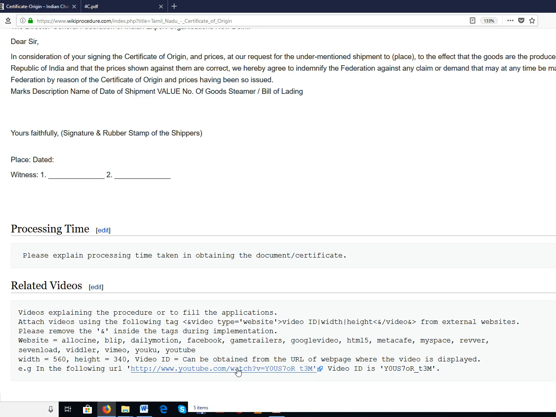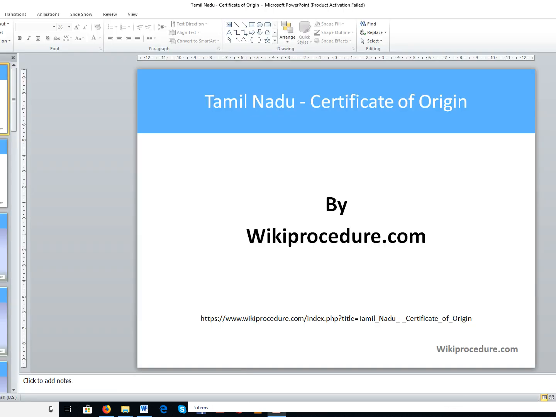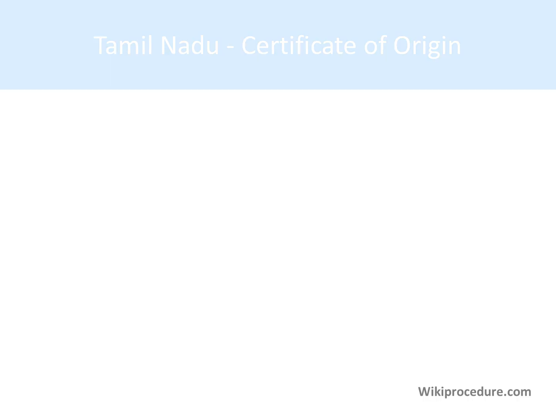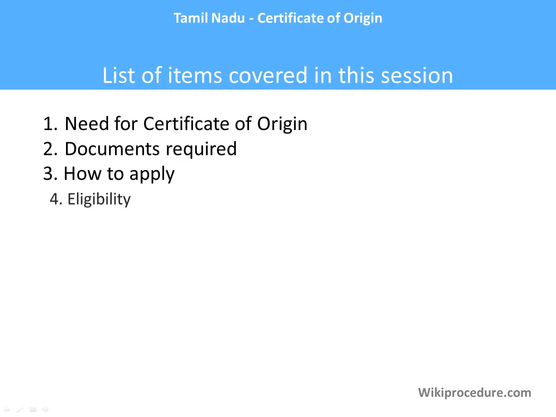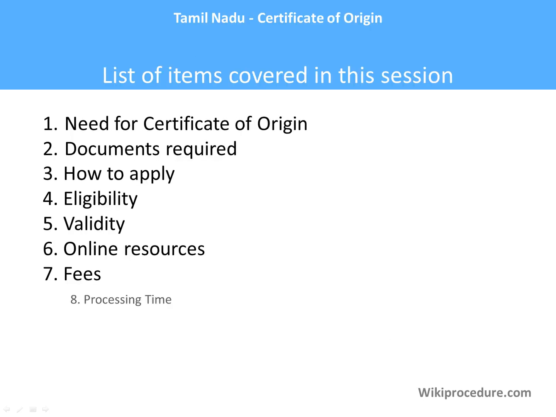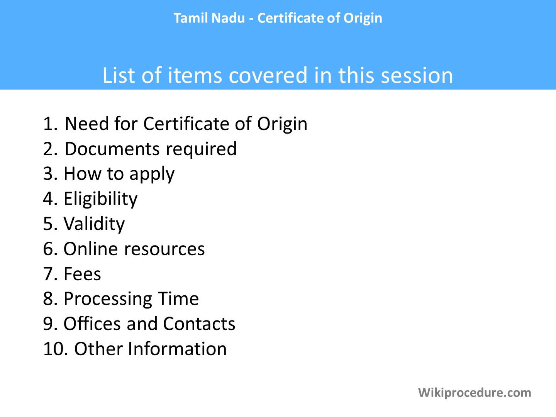Today in this presentation we are going to introduce you to a few of the websites which are useful for completing the procedure, and all are provided as links in our wikiprocedure.com respective pages for your convenience. List of items covered in this session: need for certificate of origin, documents required, how to apply, eligibility, validity, online resources, fees, processing time, offices and contacts, and other information.